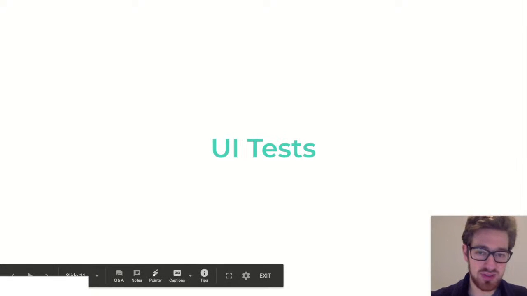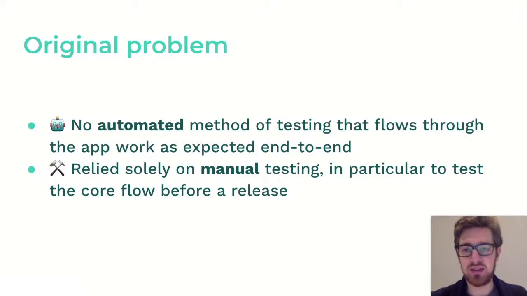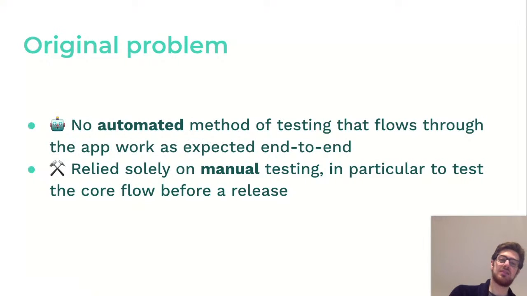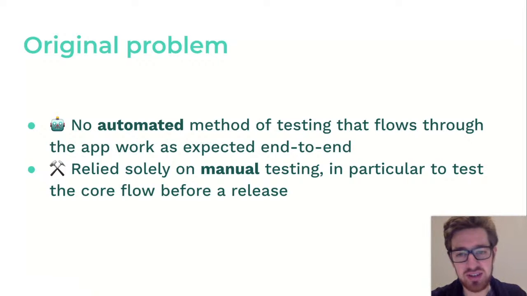Okay, so now let's move on to UI tests. So the original problem we had was that while we were now doing more unit testing and testing our business logic, and that's great, we still didn't have any automated methods of testing that our core flows going through the app work as we expect from end to end. So a real user journey: can they log in or register? Can they then perform a search for how they can get from A to B? Can they then book a ride? Does this all work from start to finish?